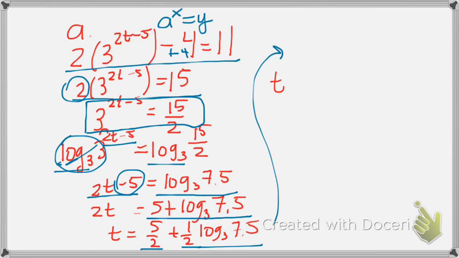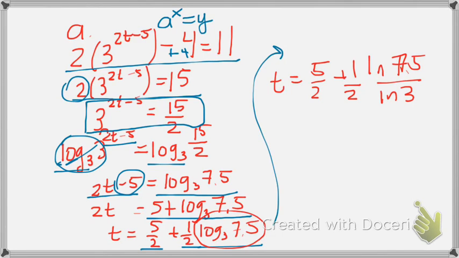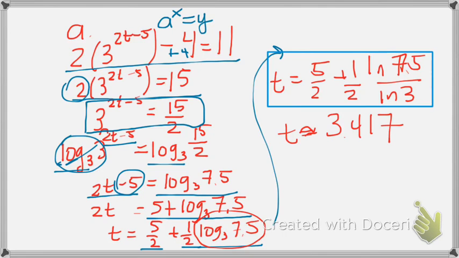So we can rewrite this as t is equal to, our 5 halves can remain the same, plus our 1 half. But we want to rewrite this log base 3 of 7.5, and we can write it as, say, the natural log of 7.5 divided by the natural log of 3. And this is how we're going to have our answers for the test. But if you're using your calculator and you want to test it out, you should get 3.417 once you plug this into your calculator. But for our sake, we're going to leave all our solutions in this form here.